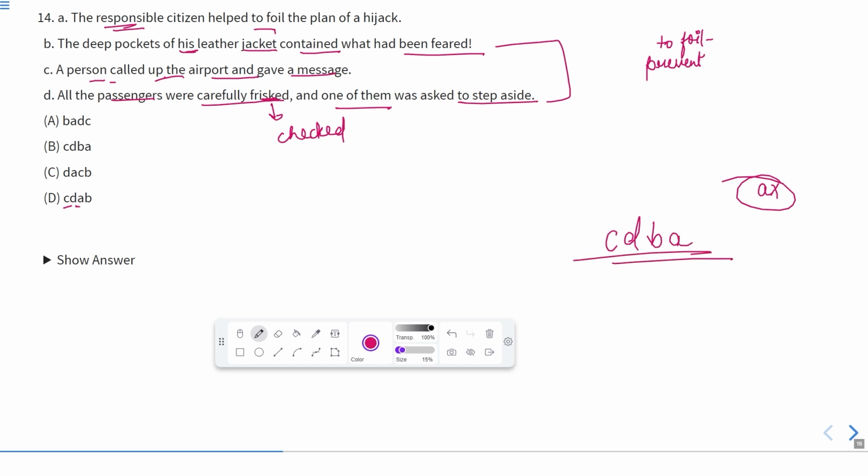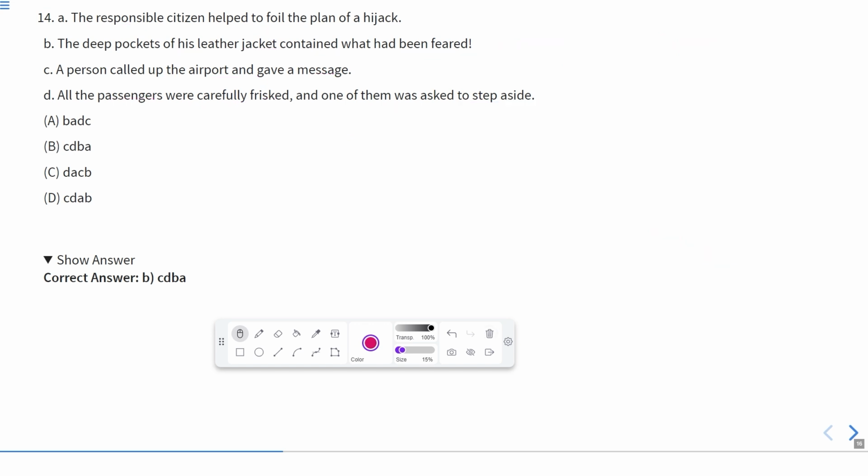So C D B A should be the correct sequence, and according to this B will be the correct answer. So B is the correct sequence over here. First of all, a passenger made the airport aware about the hijacking plan. After that, all the passengers were carefully checked, and one of them was identified who contained something dangerous in his pocket. And this situation occurred because of the responsible citizen who helped to prevent the plane hijacking. Okay, so this B sequence is absolutely correct. That is C, D, B, and A. So this will be the correct sequence.